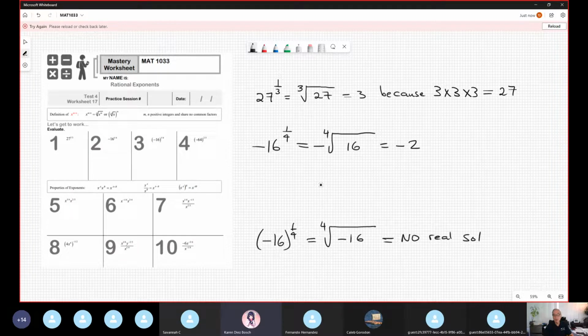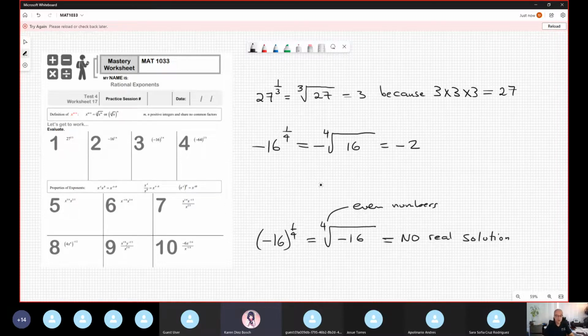Be careful, when you have negative numbers inside the radical with an even index, this is not real. I explain this idea in detail in chapter 5. So you memorize this. However, when the index of the root is odd, yes, we have a real solution. Okay?